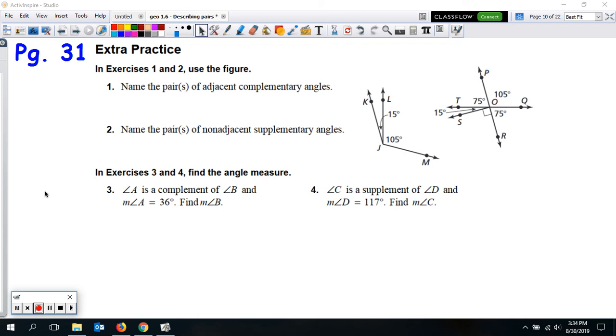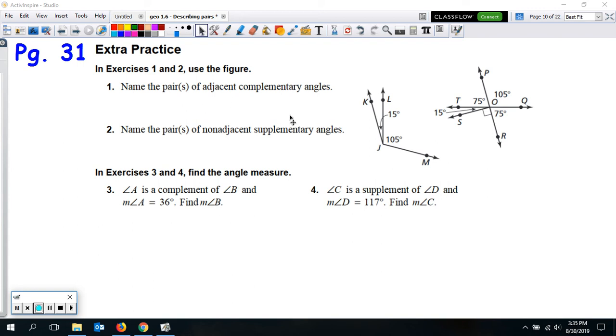Okay, so for the extra practice 1 and 2, you're going to use the figures there on the right. It just says for number 1, name a pair or pairs of adjacent complementary angles. So there might be one of them, there might be two of them. Take a look at the diagrams and see if you can find at least one pair of adjacent complementary angles. See if you can think about that. I'll give you a second to take a look.